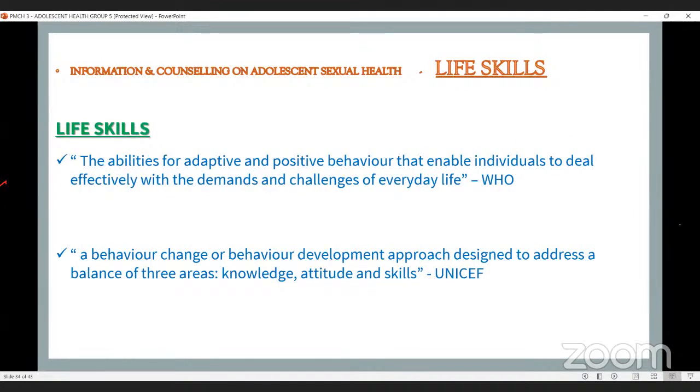Life skills. These are the definitions. By WHO, it is the ability for adaptive and positive behavior that enable individuals to deal effectively with the demands and challenges of everyday life. And by UNICEF, a behavior change and behavior development approach designed to address a balance of 3 areas: knowledge, attitude, and skills.